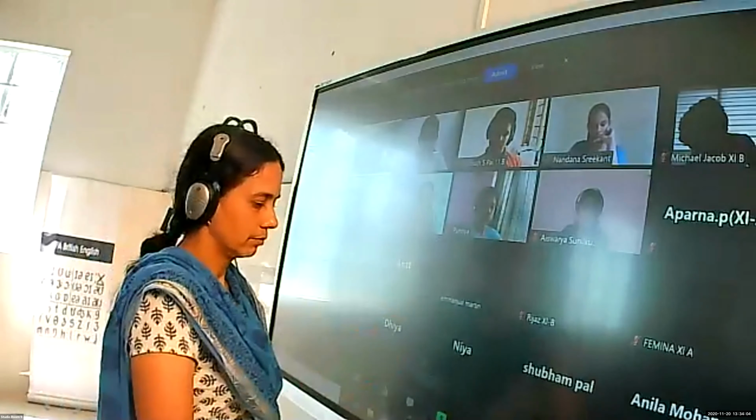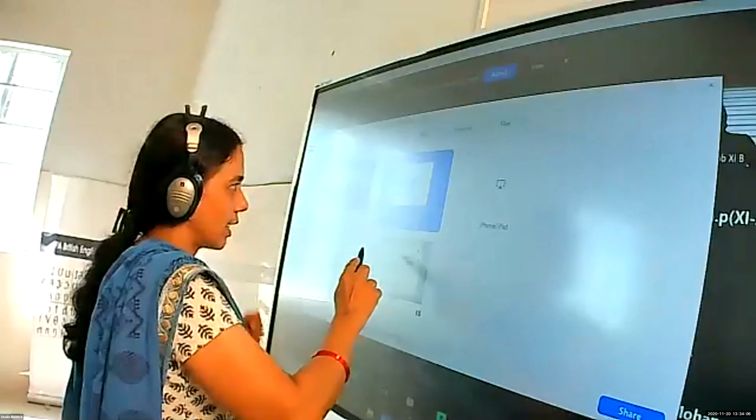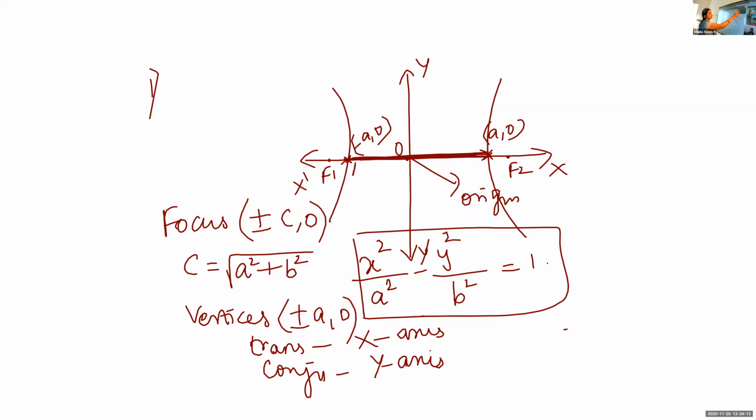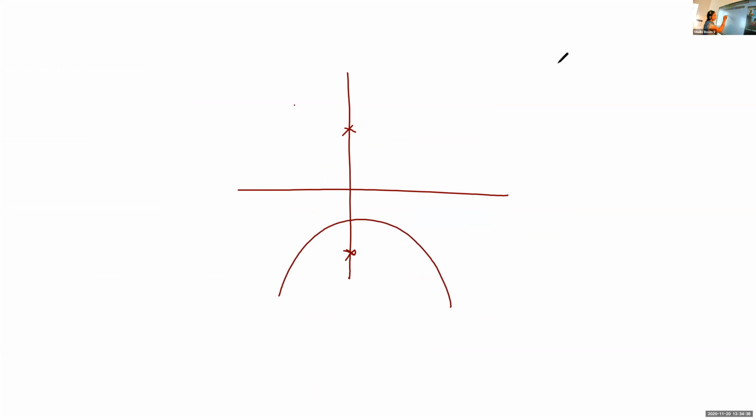Okay. Now, the next case, the second case. The second case is when the focus lies on the y-axis. Okay, so when the focus lies on the y-axis, the curve will be like this.